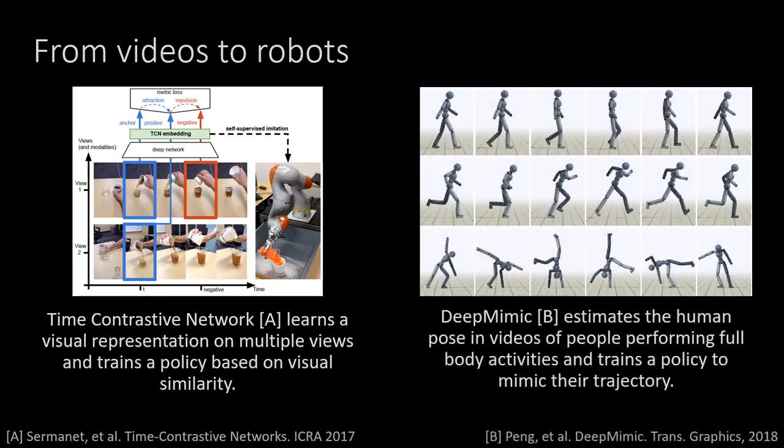The second work, Deep Mimic, estimates the human pose in videos of people performing full-body activities and trains a policy to mimic their trajectory. While Deep Mimic focuses only on the human skeleton, we are able to learn object manipulation skills by a coarse modeling of the hand and object.